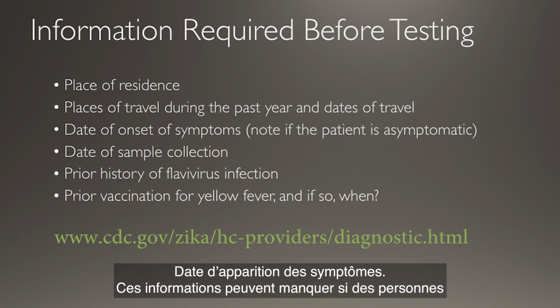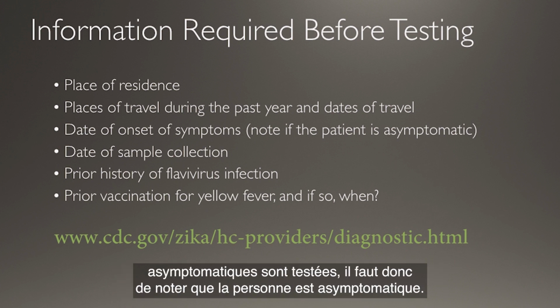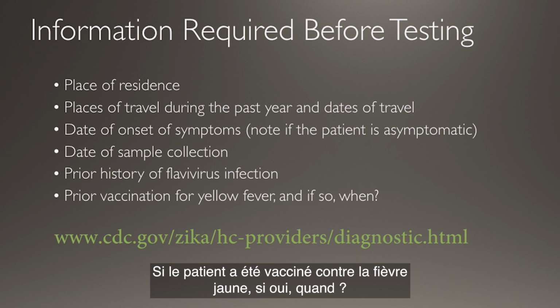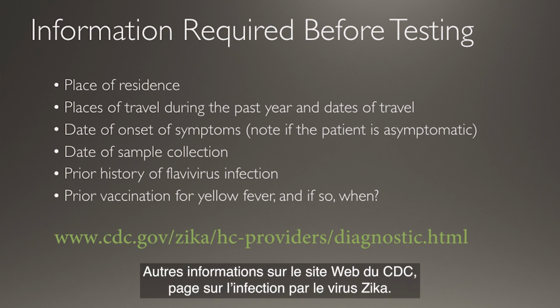This information may be missing if asymptomatic persons are being tested, in which case it should be noted that the individual is asymptomatic. Date of collection of each sample, prior history of Flavivirus infection, and whether the patient has been vaccinated for yellow fever, and if so, when. Further information can be found on the Zika infection page of the CDC website.